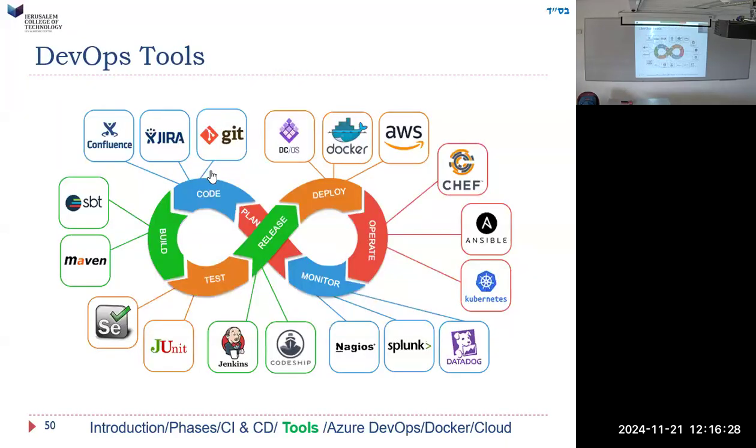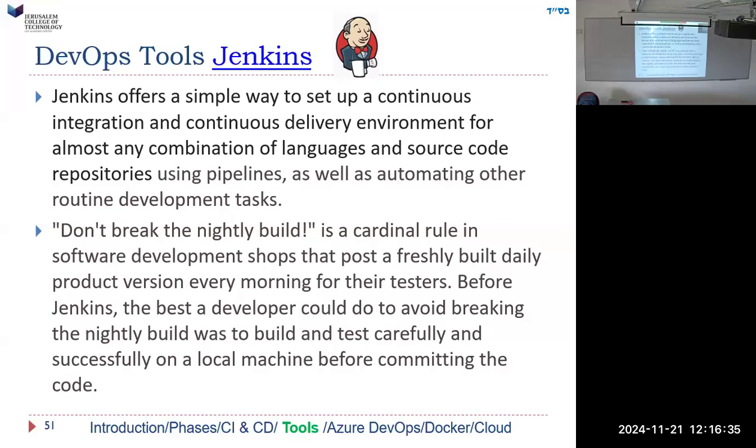Jenkins. So Jenkins is for what? Where's Jenkins over here? Jenkins is for release. So what does Jenkins do? These are all just programs, like Azure DevOps is a program. It offers a simple way to set up a continuous integration, continuous delivery environment for almost any combination of languages and source code repository using pipelines, as well as automating other routine development tasks. Don't break the nightly build is a cardinal rule in software development shops that post a freshly built daily product version every morning for their testers.